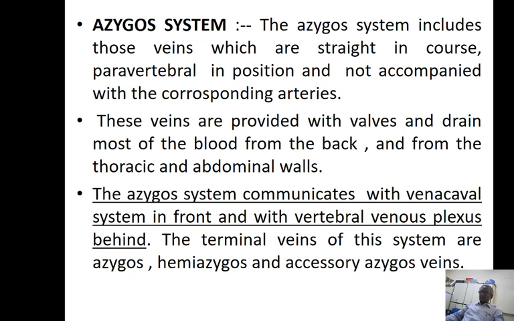The azygos system communicates with the vena cava system in front and with the vertebral venous plexus behind. So they form a communication between the superior and inferior vena cava in front, and the vertebral venous plexus behind. The terminal veins of this system are azygos, hemiazygos, and accessory hemiazygos. So there are three veins here: azygos, hemiazygos, accessory hemiazygos veins.